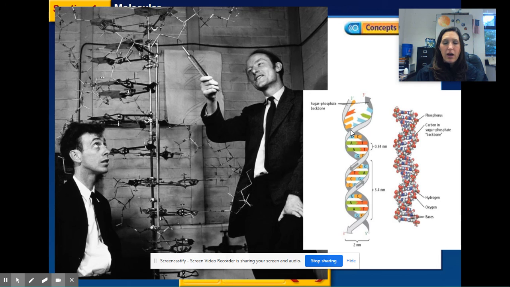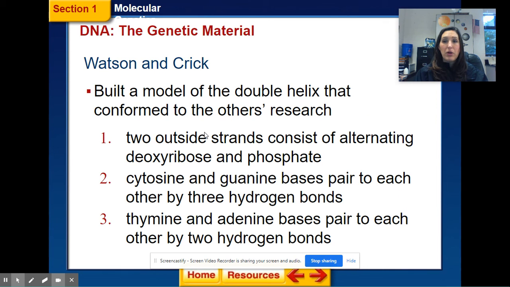It is a nucleic acid. It is made out of nucleotides. It has Chargaff's rule, A binds with T, C binds with G. It is made of a sugar-phosphate backbone. So they've come up with the model of it. Watson and Crick build the model.